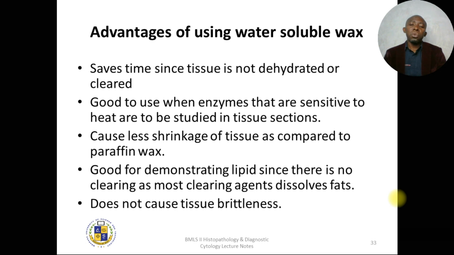If we are going to study some immunohistochemical tests, this would also be good. And it also causes less shrinkage of the tissue as compared to paraffin wax. That's very good, and good for demonstrating lipids since there is no clearing, and most of the clearing agent is all of fats. So here we don't miss out the fats. There could be the elements of interest that we need to study. So using carbowax can be very important.